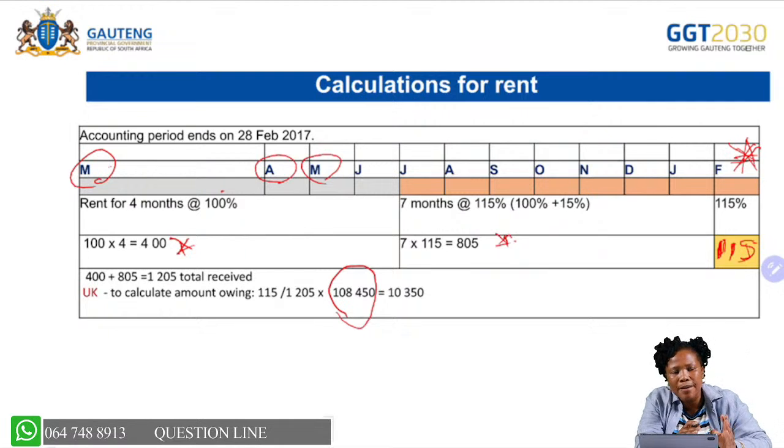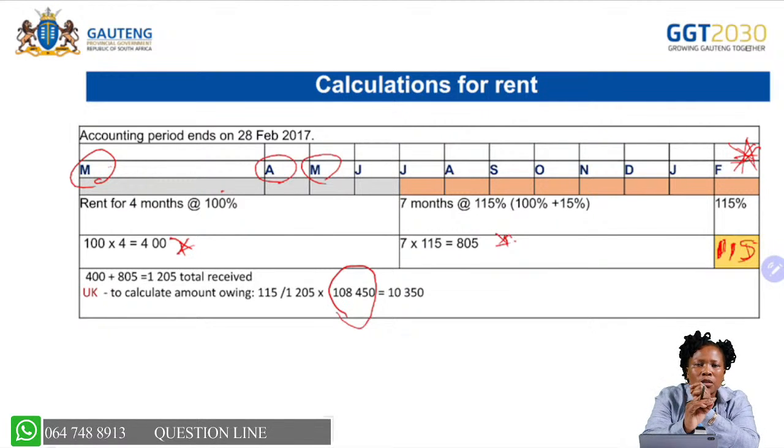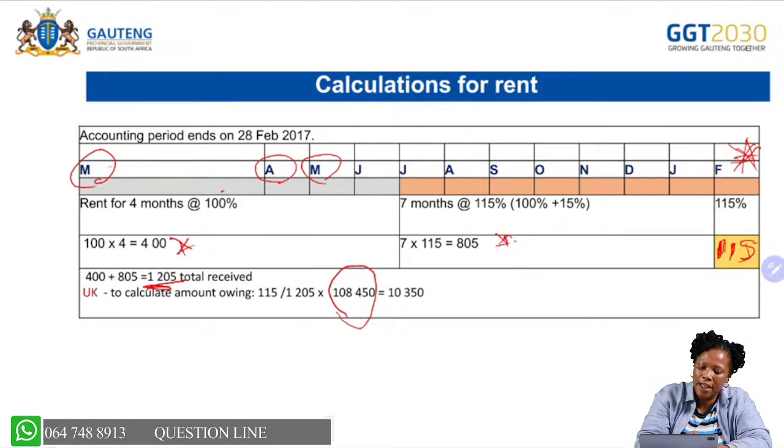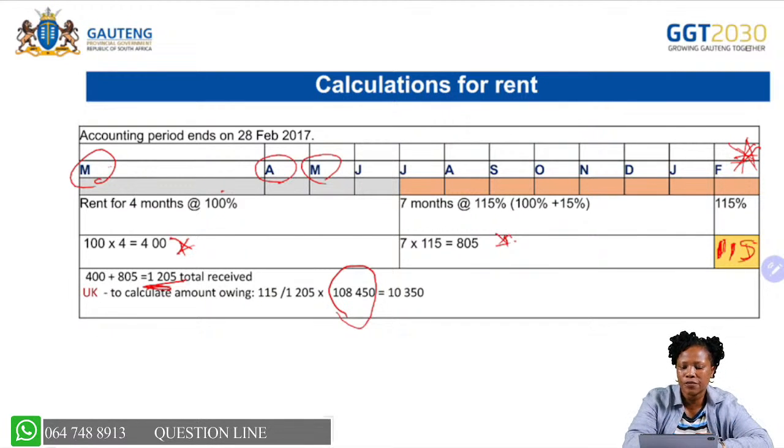When you use your UK method, you look at the unknown and then you divide it by the known. Rent for 4 months plus 7 months, which is equivalent to your 1205, is known. But for February, it is not known. Therefore, we'll say 115 divided by 1,205. And then that is going to give you your 10,350.